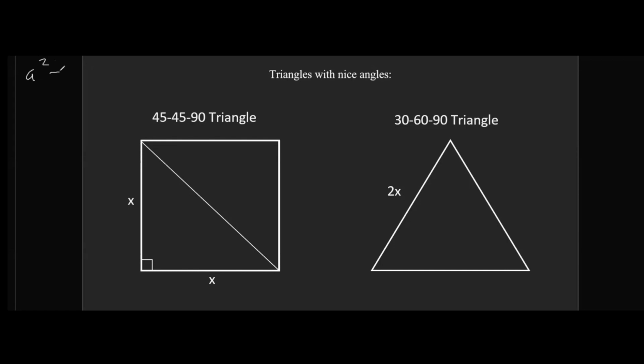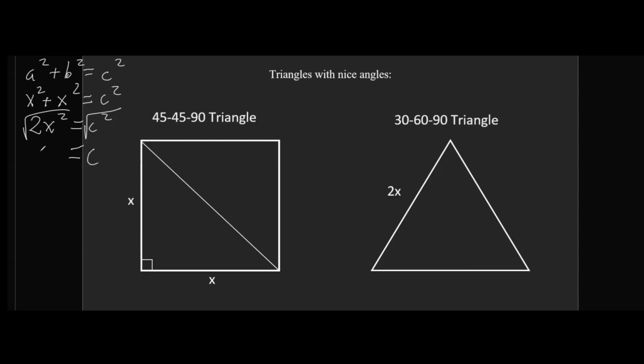A squared plus b squared equals c squared. We know what a and b are. They're both x. And we don't know the hypotenuse. Now, x squared plus x squared, there's 2 of them, is 2x squared. And that's equal to c squared. And to get the square off, we can just square root both sides.